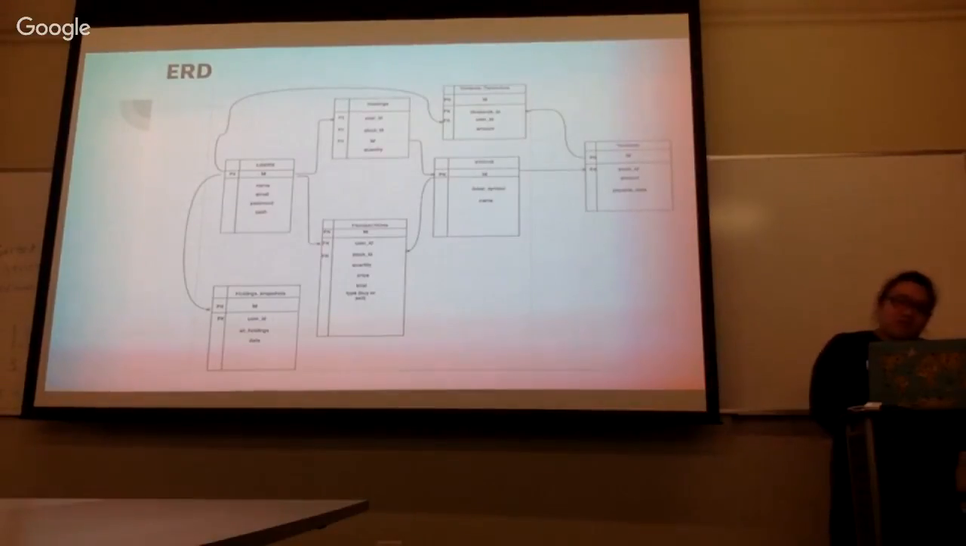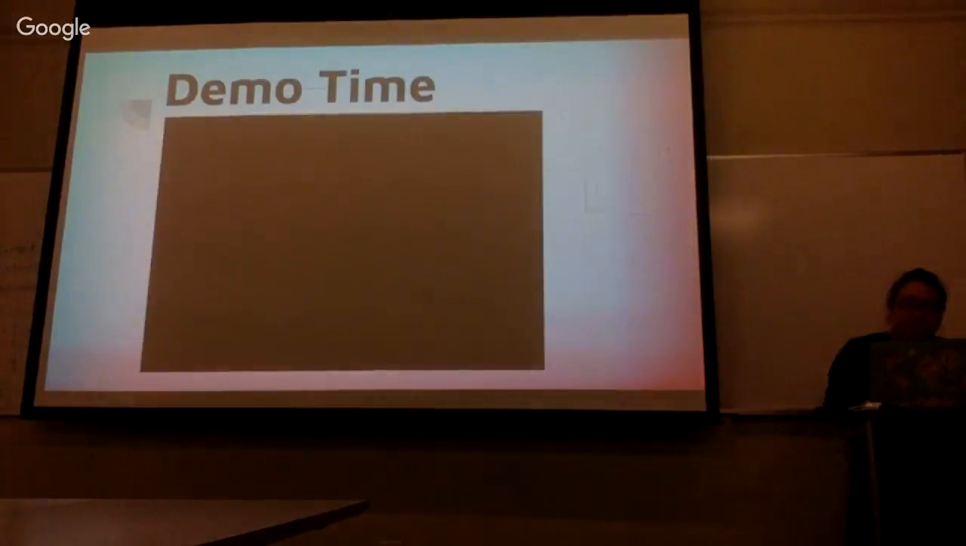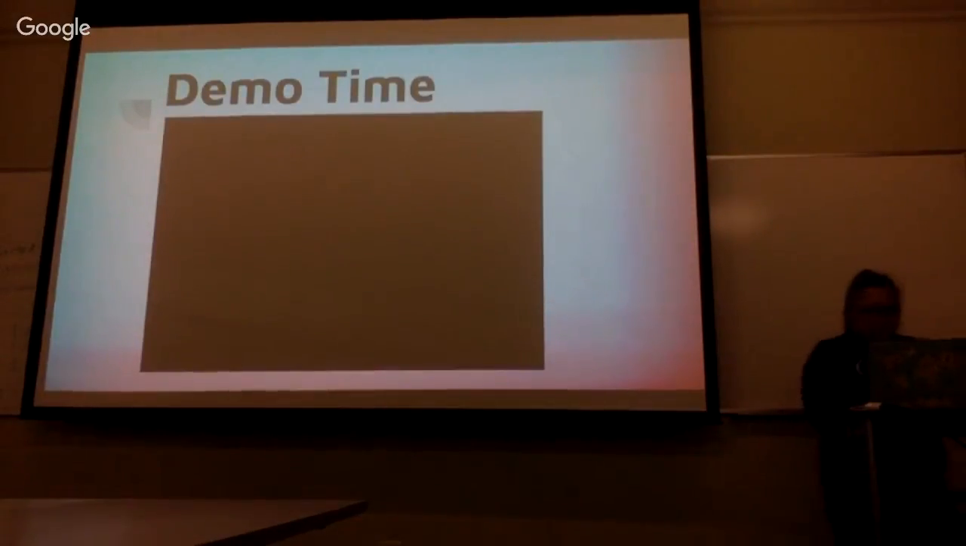Only 5 tables are utilized here: the users table, the holdings table, stocks, transactions, and holding snapshots. So one user has many holdings, one holding has many stocks, and transactions has many stocks. One user has transactions. One user also has holding snapshots.